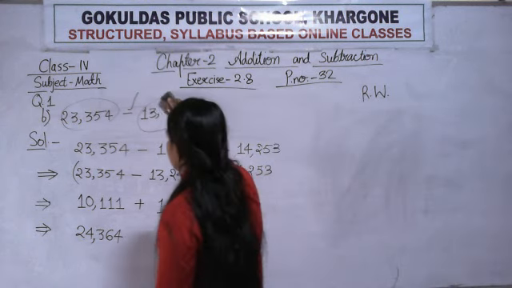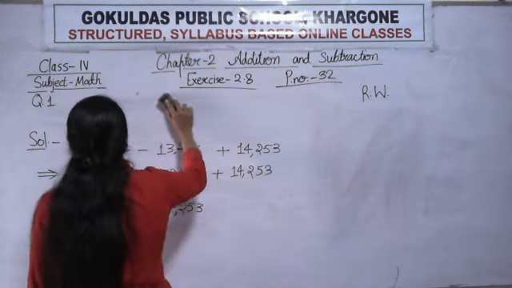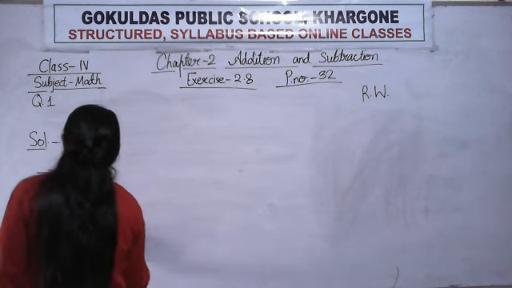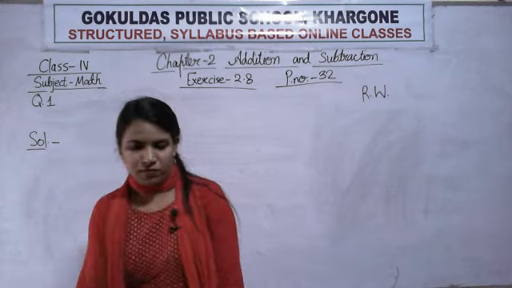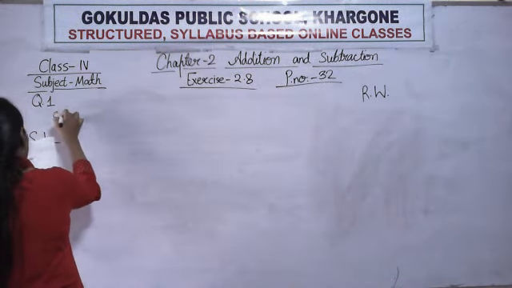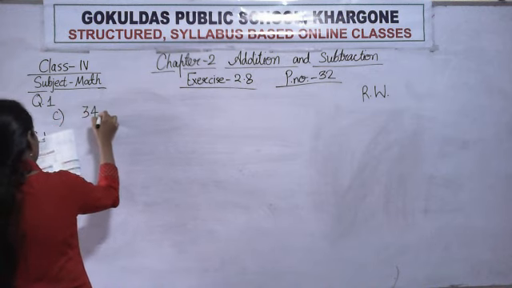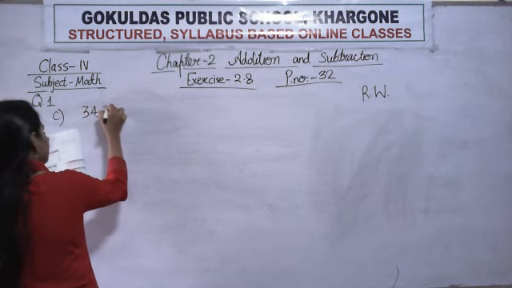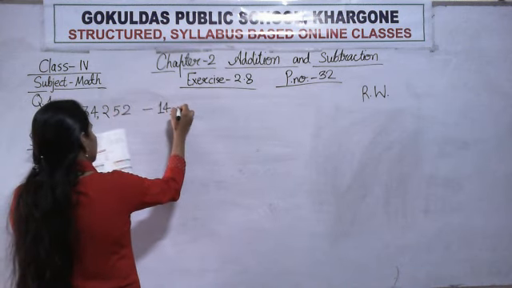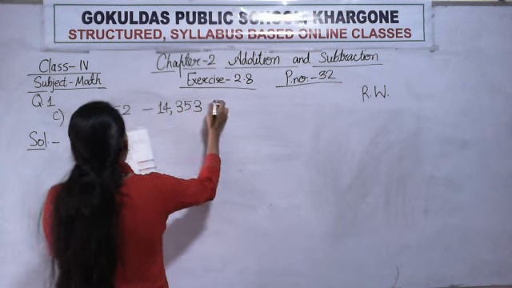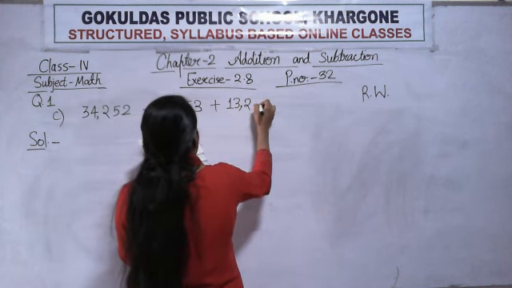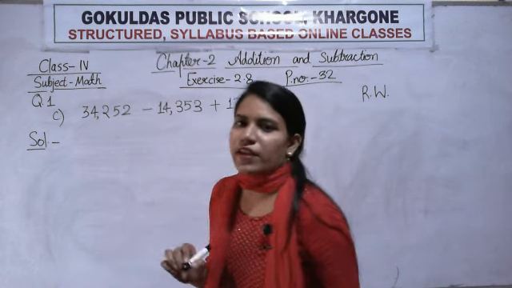Now let us do part C of this question. In part C also 3 numbers are given: 34,252 minus 14,353 plus 13,243.